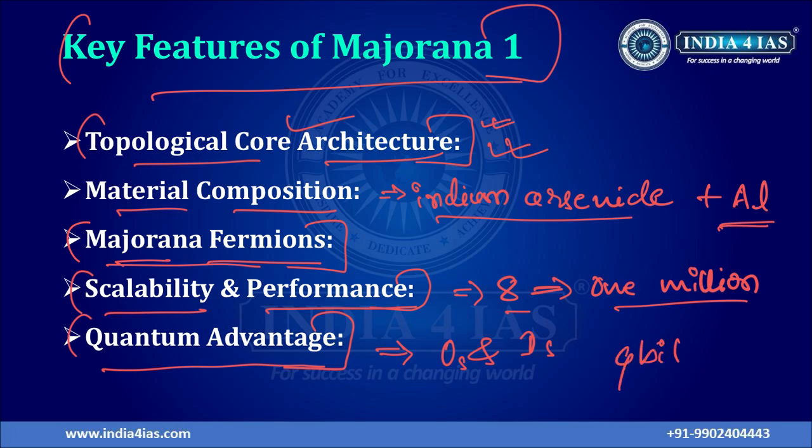So these qubits exist in multiple states simultaneously. This phenomenon is called superposition. This superposition enables exponentially faster problem solving for complex computations. So that is the quantum advantage compared to conventional computers, and it can be utilized in quantum computing.